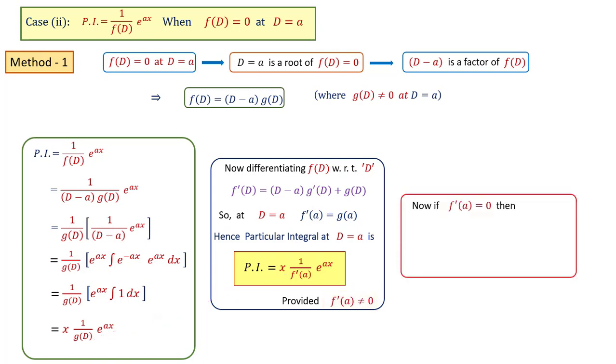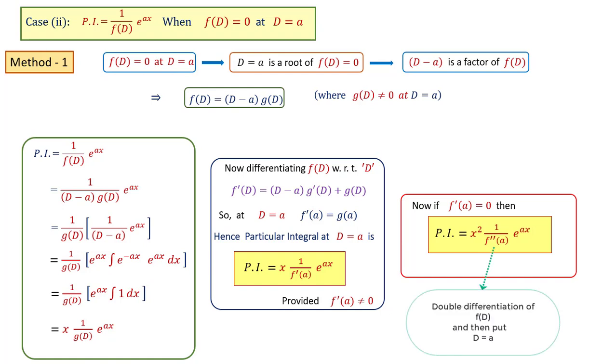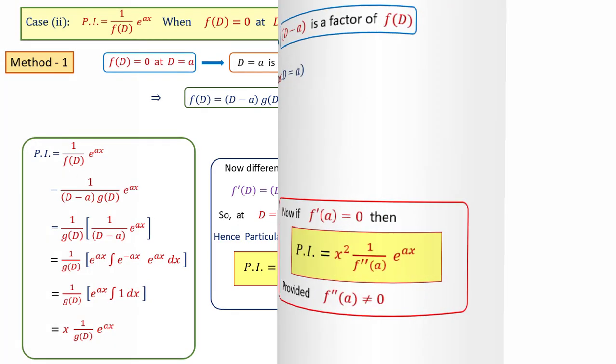Now if f dash a is equal to 0, then the particular integral is equal to x square into 1 upon f double dash a into e power ax. f double dash a means the double derivative of f(D), then put D is equal to a, provided f double dash a is not equal to 0.